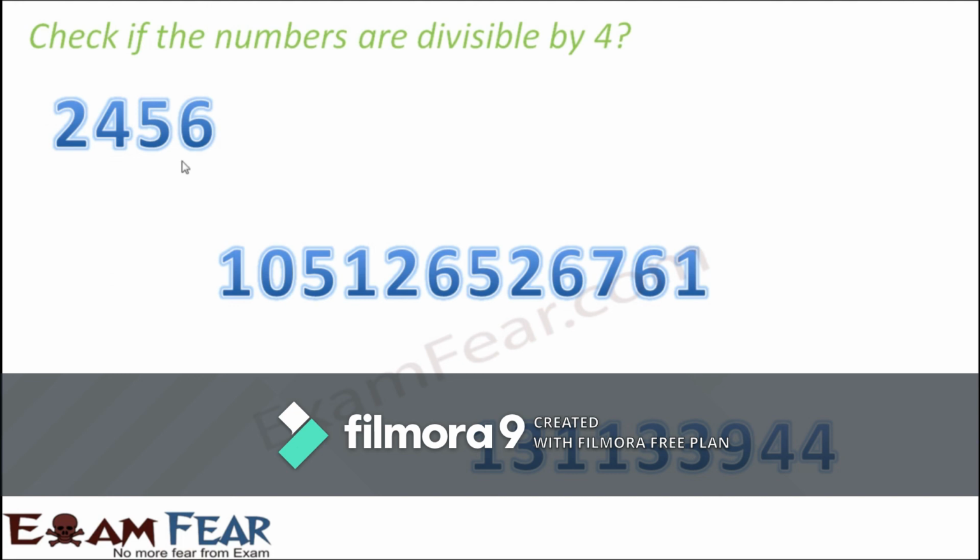So the first number is 2456. We will focus only on the last two digits, that is 56. Now by quick division, we will see if 56 is divisible by 4. So 4 ones are 4 and then 4 fours are 16. So 56 is divisible by 4. Therefore, this entire number is divisible by 4.